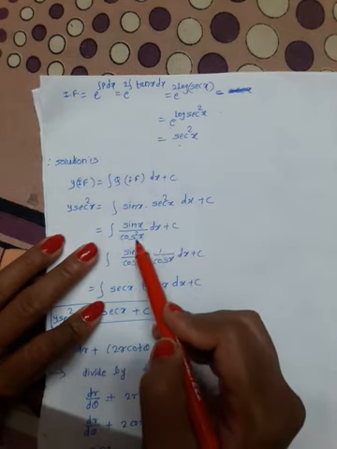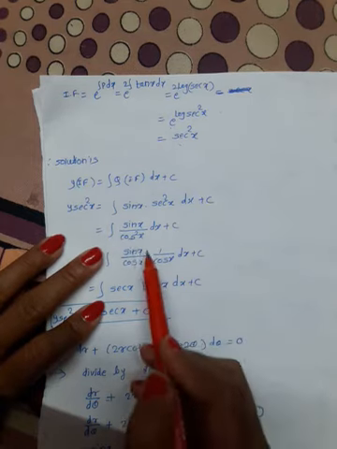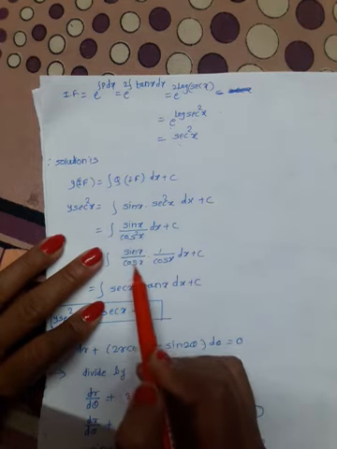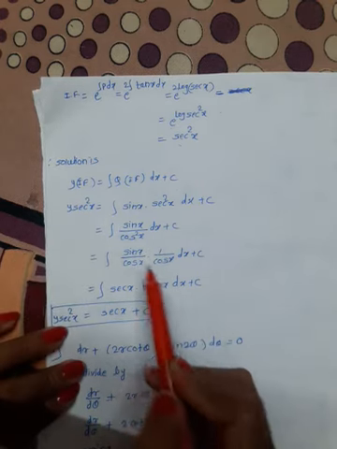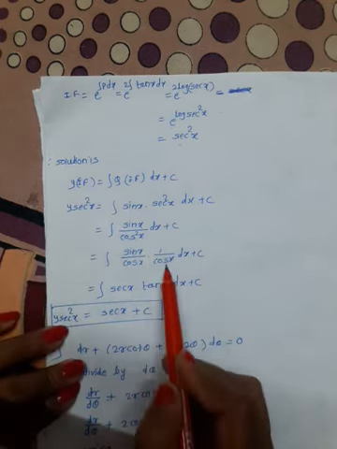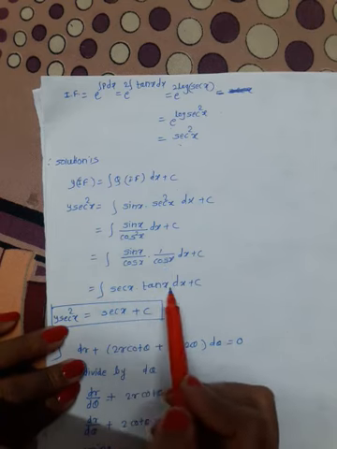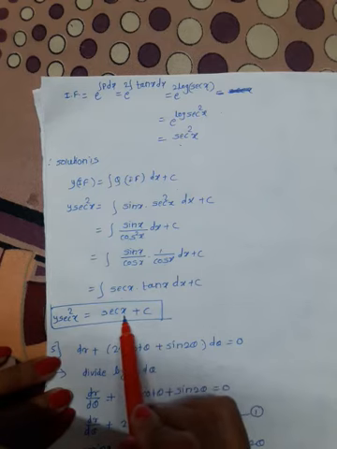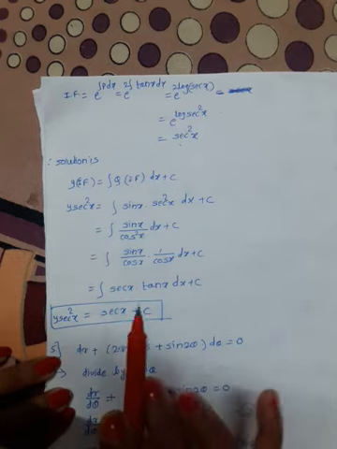Sec is 1 upon cos, that's why sec square is 1 upon cos square. Now sin upon cos, 1 cos given to sin, that is sin upon cos, and 1 cos remains as it is, that is 1 upon cos. Sin upon cos is tan and 1 upon cos is sec. It becomes sec x tan x, and integration of sec x tan x is, we know, sec x plus c. This is the LHS side, this is the solution.